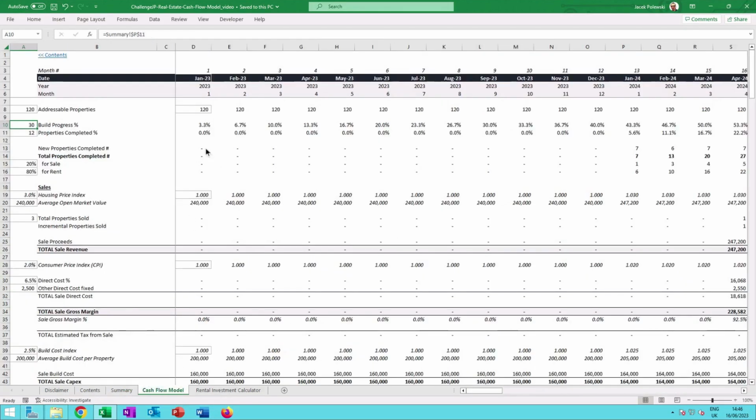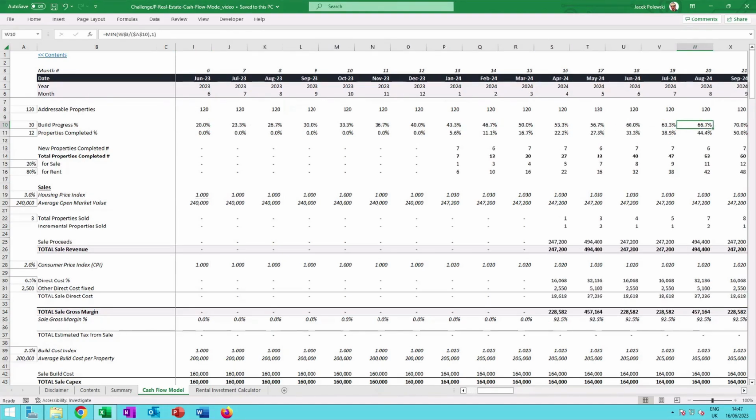Right, so going back to our calculations here, we know that we want to build 120 properties. Now, build progress is calculated based on that 30 number, so we want to build those properties over 30 months. You'll see that this number goes towards 100% over time, and this will be driving the build cost, which we'll get to in a few minutes.